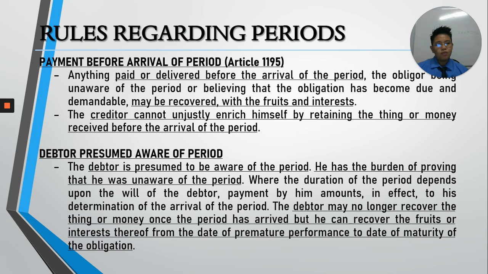Now, remember, yung kanyang recovery of fruits and interest is from the time of payment until it is actually returned to him. Now, what if, in the meantime, habang hindi pa naibabalik yung kanyang pera, bigla, nag-due na talaga yung obligation, yung utang. So, remember, he can no longer recover yung principal amount na kanyang inutang, but can recover yung fruits and interest thereof from, again, premature performance up to the date of maturity of the obligation. Hanggang sa mag-mature lang yung obligation.